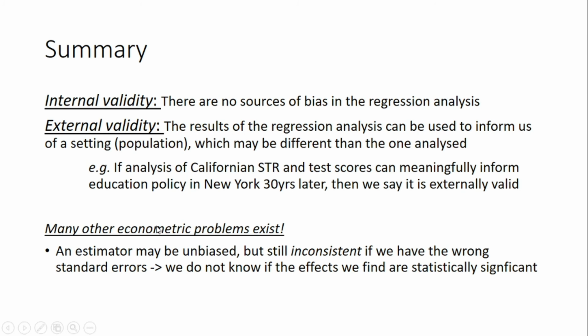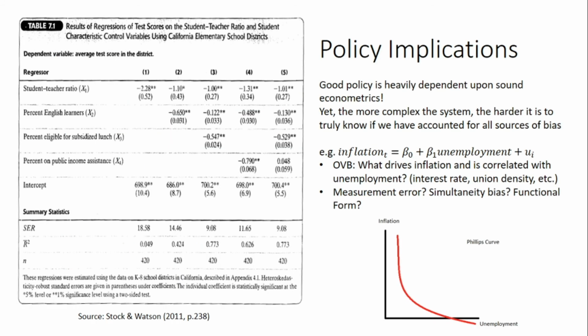For example, an estimator may be unbiased, but it's still inconsistent if we have the wrong standard errors. So we could therefore have an incorrect picture of what is statistically significant. So there are obviously many more concepts to go into if you would really like to understand econometrics. This is just a first taste, but hopefully you can see what we're doing when we are looking into these correlations and seeing that correlation isn't always causation.